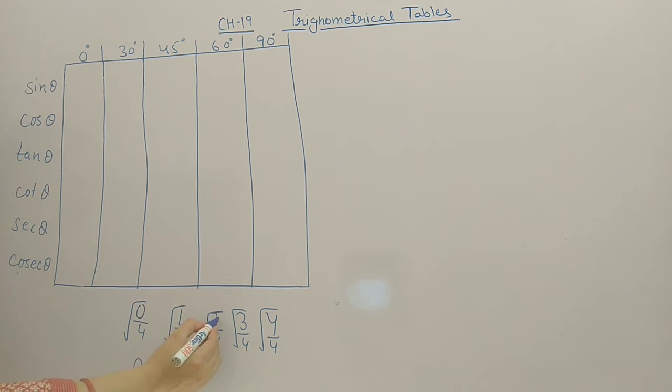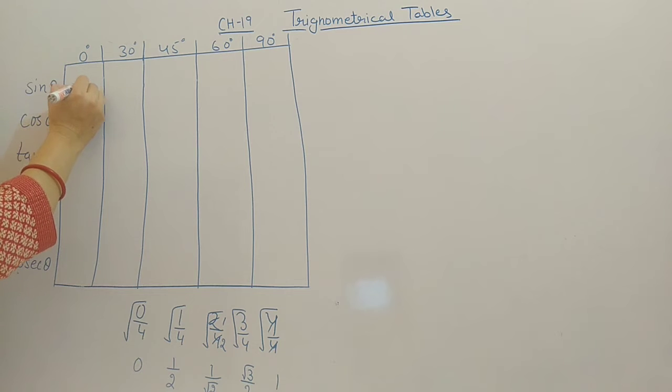Third one, you can cancel here: 2 1s are 2 and 2 2s are 4. Root of 1 is 1 and we cannot find the root of 2, so we will write root 2. The fourth one is root 3 by 2, and in the last one we can cancel and we will get 1, and root of 1 is 1. Like this you will get these values. These values are for sin theta.